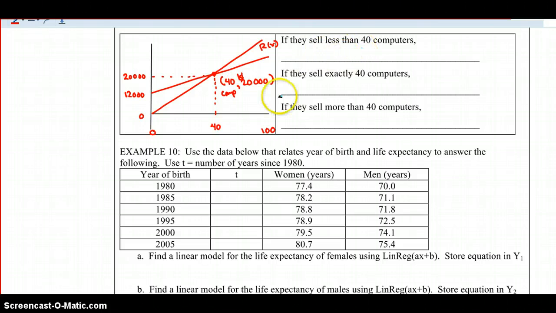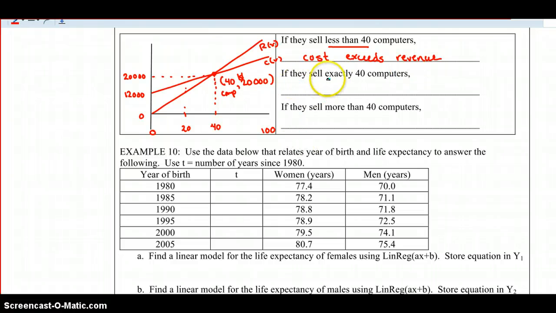Okay, so if they sell less than 40 computers, so let's say they sold like 20 of them. Okay, so here is our cost function on top here, and here is our revenue function on the bottom. So we can see that our cost is bigger than our revenue. So in this case, if they sell less than 40, the amount it took them to make those computers exceeds the amount of money that they would bring in selling them. Okay, no company really wants to be in this particular predicament.